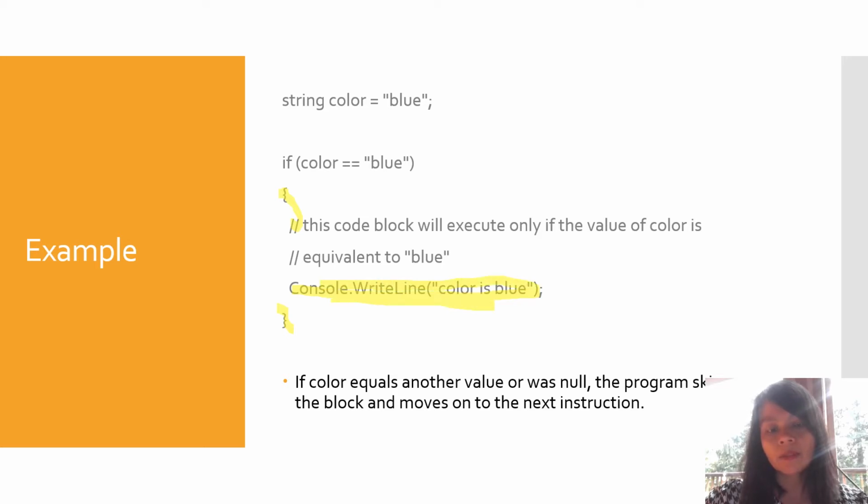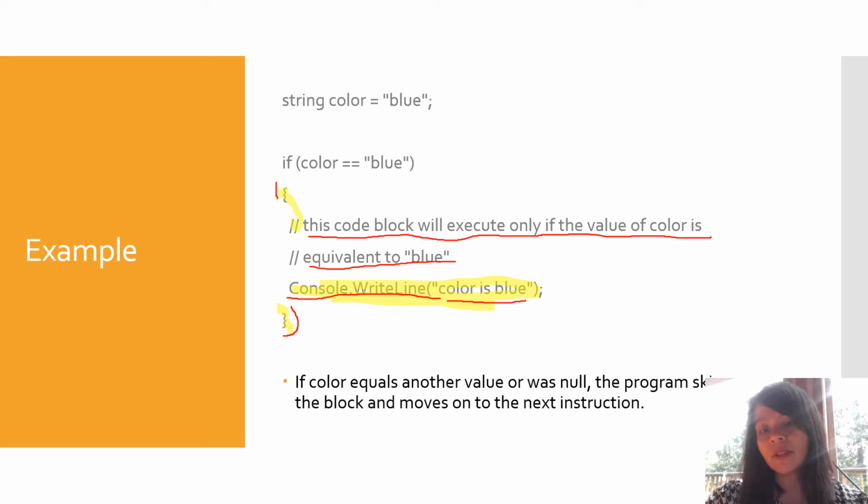I have the comment in here: this code block will execute only if the value of color is equivalent to blue. So if what's in the parentheses is true, then execute everything in here. And what is being executed? We print the string "color is blue". If the color equals another value, then the program skips the block and moves on to the next instruction. It will ignore everything in here if the color isn't blue.